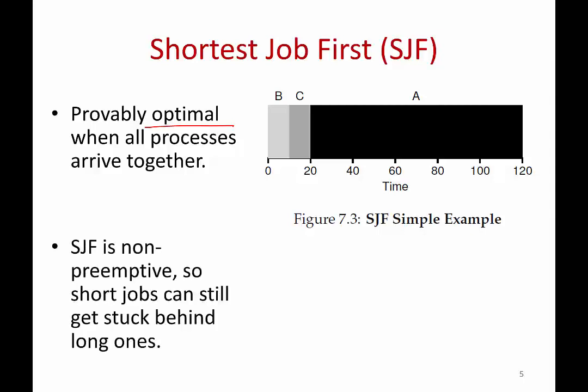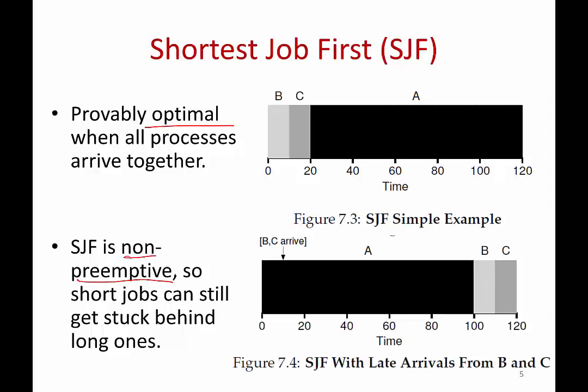But note that this is a non-preemptive policy. That is, it's not really useful in a situation like this. A is already starting to run and B, C arrive here at this point. They are still very short jobs, right? And they should still be done soon, but still they have to wait until A finishes execution. Why? Because shortest job first does not preempt A, does not stop A as long as it wants to run.